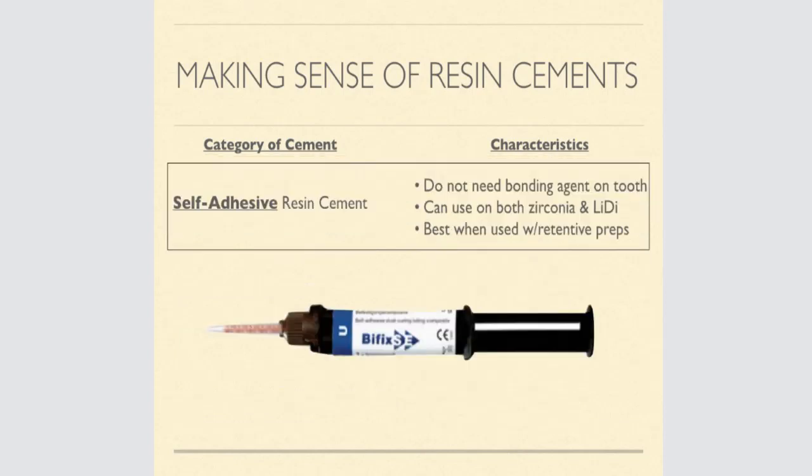The next category of cement we're going to talk about is a self-adhesive resin cement. I love this cement. I think the self-adhesive resin cement category is probably going to overtake the glass ionomer category because it's just so easy to use. It's stronger. It's a wonderful situation, but you have to use it in the correct clinical situation.